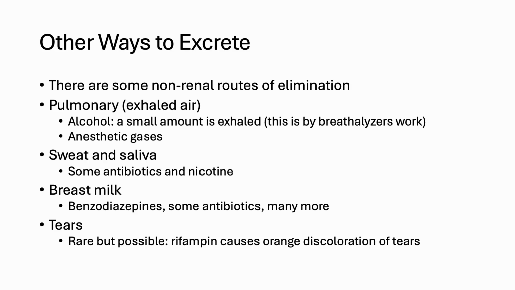Tears, it's very rare, but I just included it because it's interesting. There's an antibiotic called rifampin. It's for tuberculosis, and it can actually make your tears turn orange, and it can stain your contact lenses. And rifampin also makes your urine a really, really funny shade of reddish orange too. So those are just other ways to excrete medications.